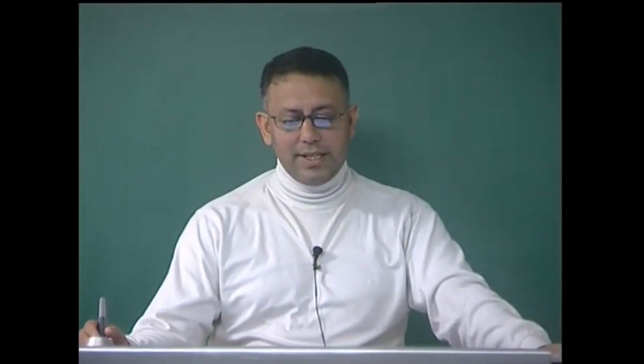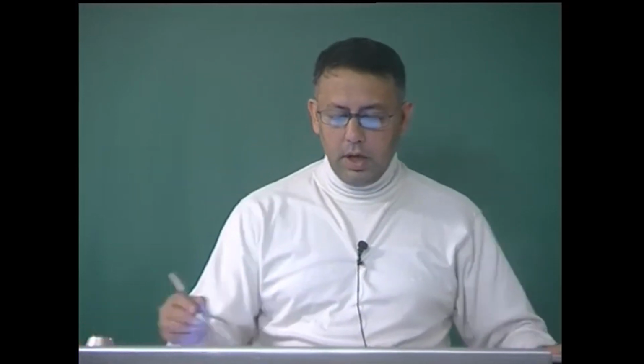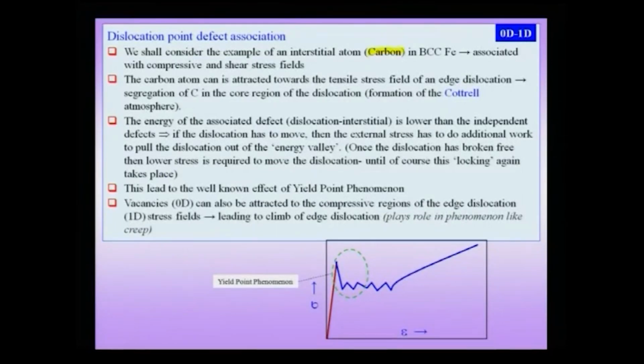Now, let us consider the next example, which is the association of a 0-dimensional defect like an interstitial solute atom with a 1-dimensional defect, which is the dislocation. The classic nice example of this is the presence of carbon solute in BCC iron, which is otherwise called steel, and let us see what is the effect of this carbon solid solution and dislocations.